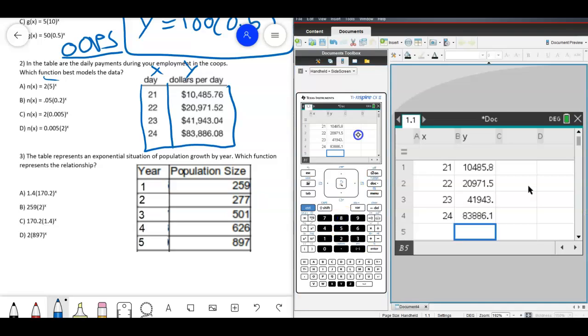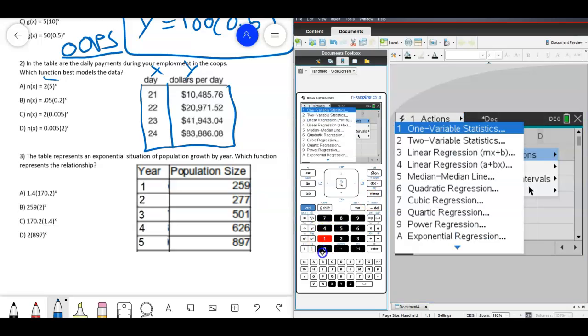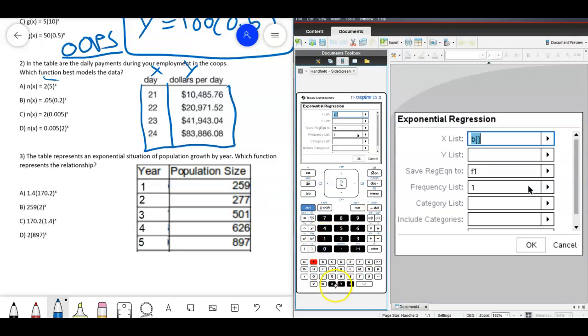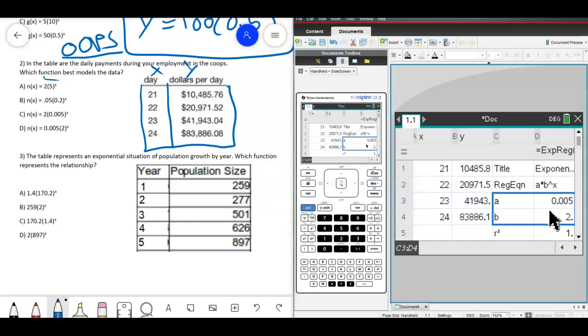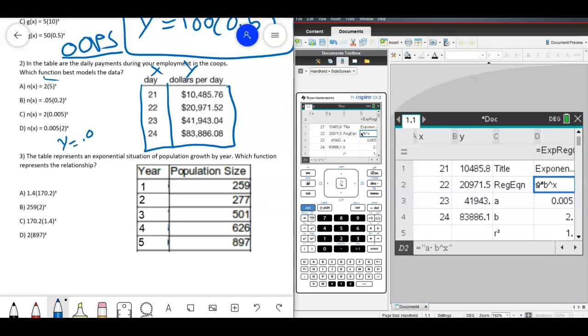We're going to do menu for 1A, X for X, Y for Y. So we got A as 0.005 and B is 2. And A times B to the X, so it's 0.005 times 2 to the power of X, which is going to be letter D.